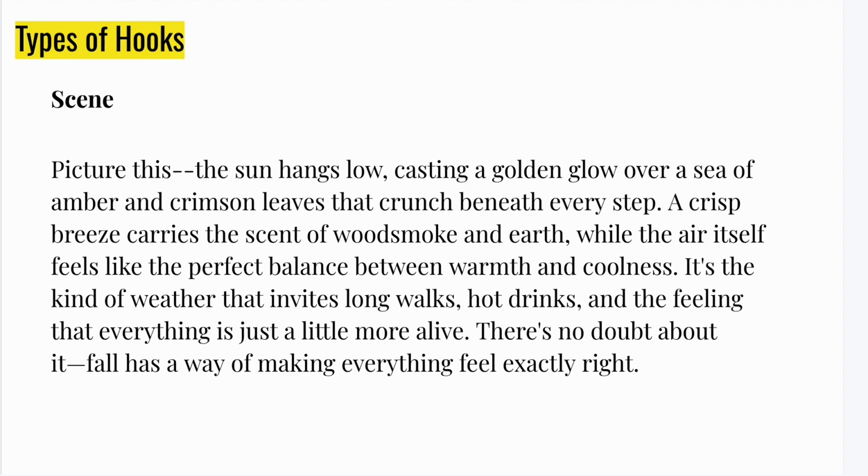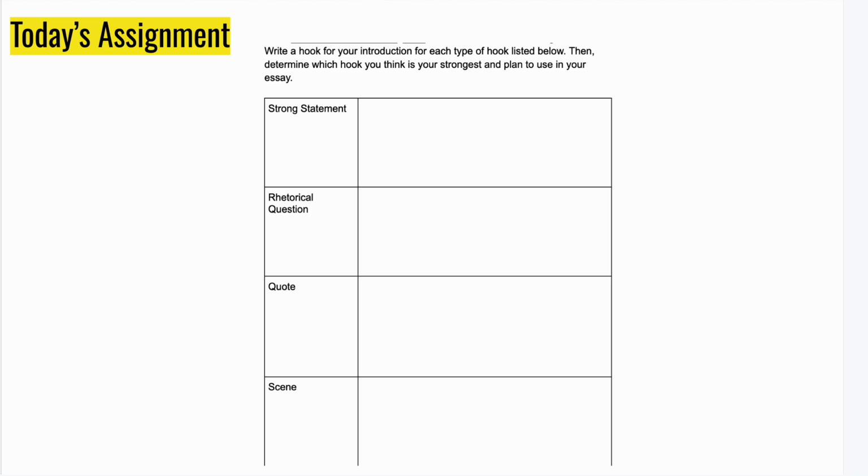So you're not going to be doing this in a graphic organizer like this, but you are going to write a hook for your introduction for each type of hook listed below. Then Mrs. Pieper and I want you to select which hook you think is your strongest and actually put it into your Google Doc. Now, you're going to be writing strong statement, rhetorical question, quote, and scene, and then you're going to write what your strong statement, rhetorical question, quote, and scene will be in a text entry post. I will have an example for you within this assignment on Canvas, and you're just going to submit it. But you're going to have all 4 types of introduction hooks that you're going to try out, and then select which one you want to put as your hook.